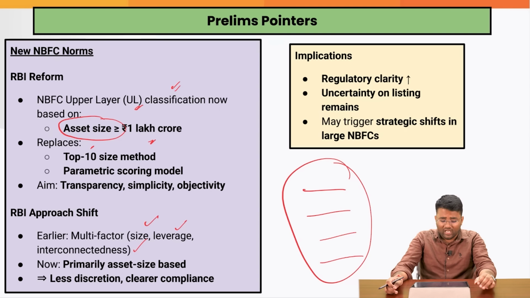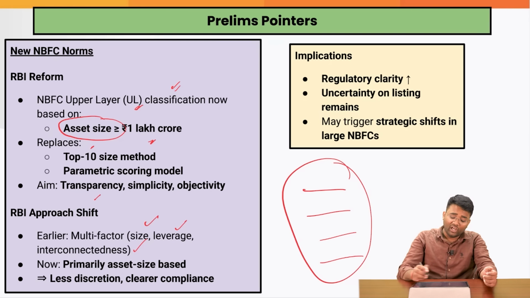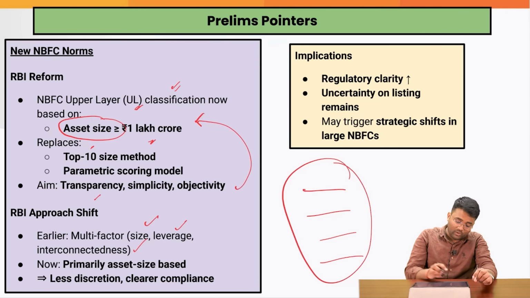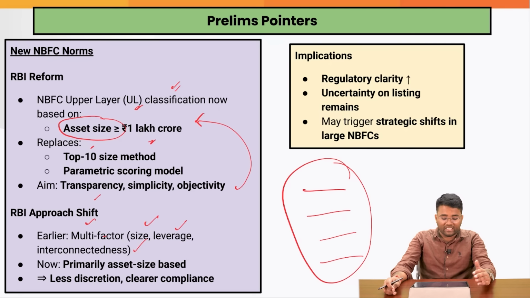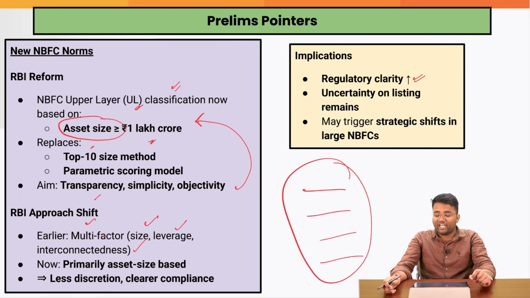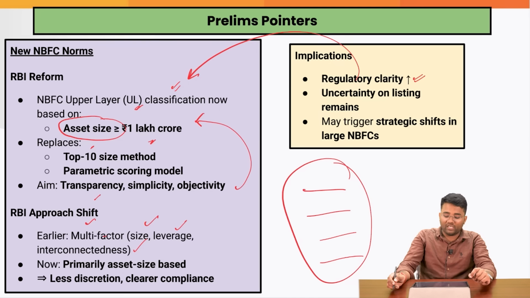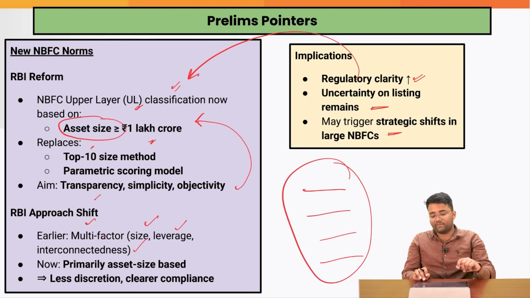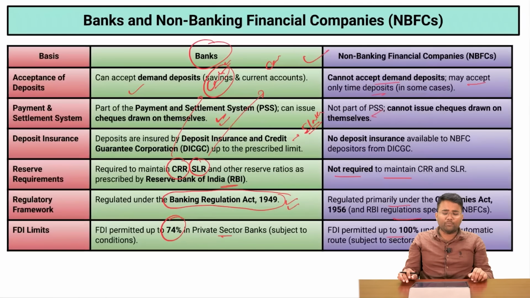And this is actually replacing the top 10 size method and the parametric scoring model that were earlier there. This aims to bring more transparency, simplicity, as well as objectivity, based on only one fact, that is asset size. This approach shifts away from the earlier multi-factor approach of size, leverage, and interconnectedness. The implication of this norm is that there will be complete regulatory clarity, and it will be possible to regulate them properly. Uncertainty on the listing remains, and it may trigger a strategic shift in the large non-banking financial companies with regard to the way they are functioning.